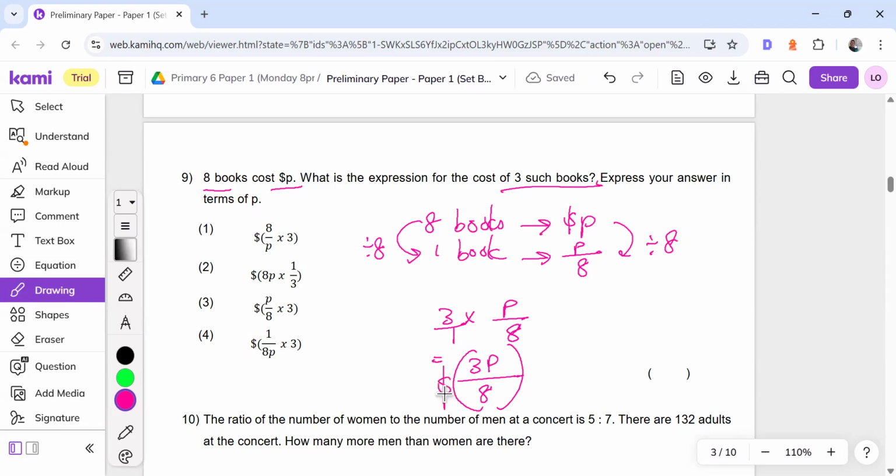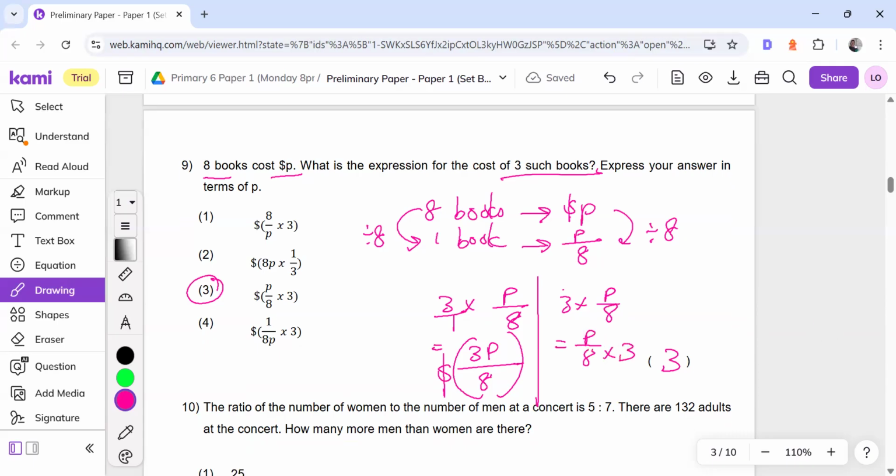So your answer, oh, there's no answer there, right? So which one is the answer? Then you look, 3 times P over 8. Do you see 3 times P over 8? There's a P over 8 times 3. It's the same. So P over 8 times 3 is the same as 3 times P over 8. So that's your answer, number 3. One more time, 3 times P over 8 is the same as P over 8 times 3. I think it's easy to understand.